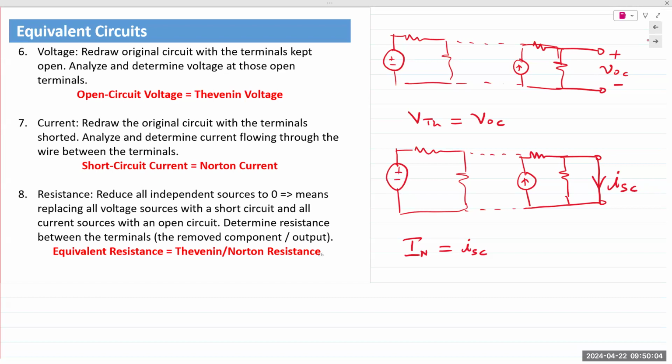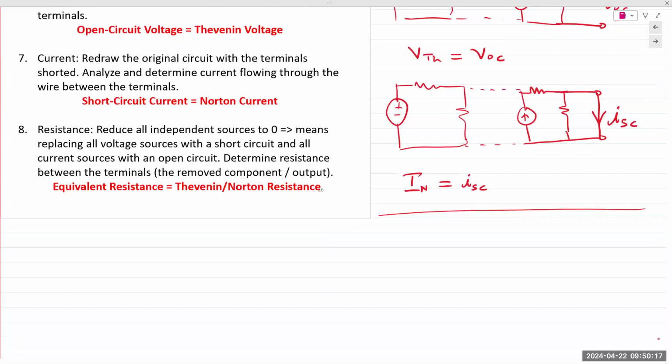And then finally, we have RTH. RTH is by far the easiest. You take your circuit, open terminals. Doesn't matter what it is, and you reduce all independent sources to 0, which is something you learned for superposition, right? If you wish to measure resistance in a circuit, you have to disconnect it from all power sources that are present in the circuit. So voltage sources, current sources, everything is disconnected.